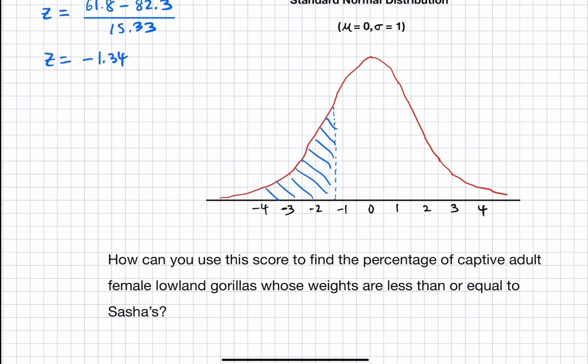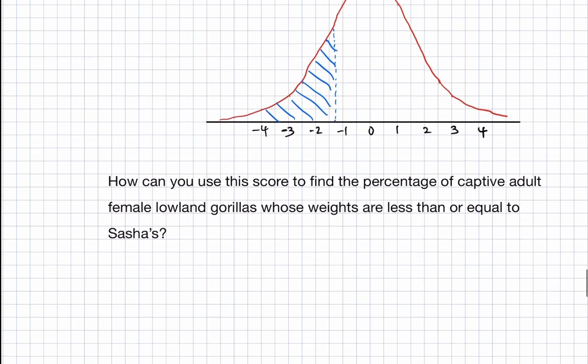So let's go back to the problem, and we're going to take 0.0904 and multiply this by 100 because we want to go to a percentage, and this will give us 9.04%. Okay, so this is the percent of captive adult female lowland gorillas whose weights are less than or equal to Sasha's. Okay, hopefully this made sense. If it didn't, please go back to the beginning of the recording and listen to this again. Thank you.